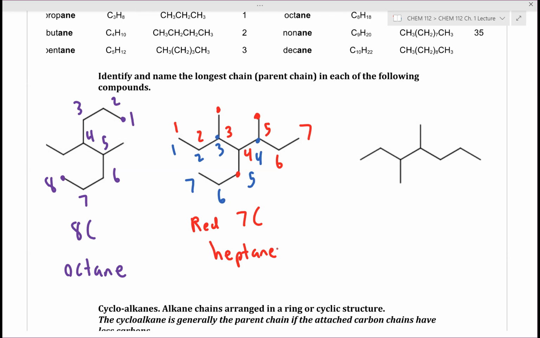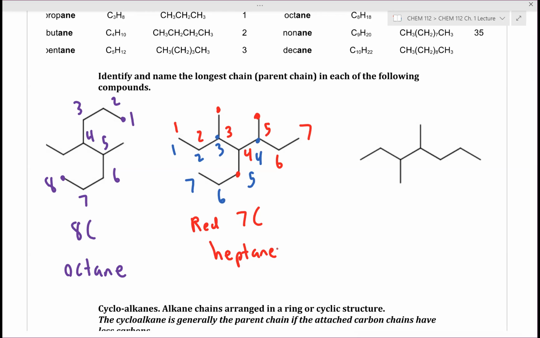Can you repeat that one? Yes. So the red chain has 3 branching groups. The blue chain only has 2. The more branching your chain has, the more preferred it is for naming. So you always pick the chain with the most branches. Does that make sense? Yes.